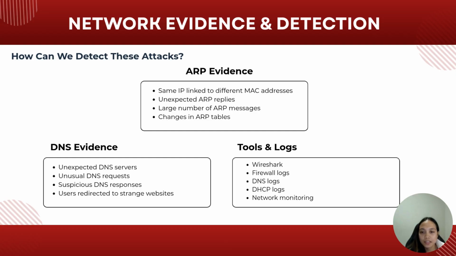The next slide is network evidence and detection. These attacks can be detected by looking at network evidence. For ARP poisoning, security staff can look for the same IP address connected to different MAC addresses, unexpected ARP replies, and unusual ARP activity. For DNS poisoning, they can look for unexpected DNS servers, unusual DNS requests, suspicious responses, and users being redirected to strange websites. Tools such as Wireshark, firewall logs, DNS logs, and DHCP logs can help identify unusual activity.